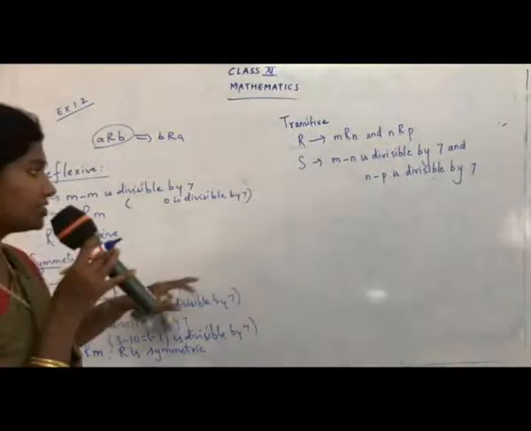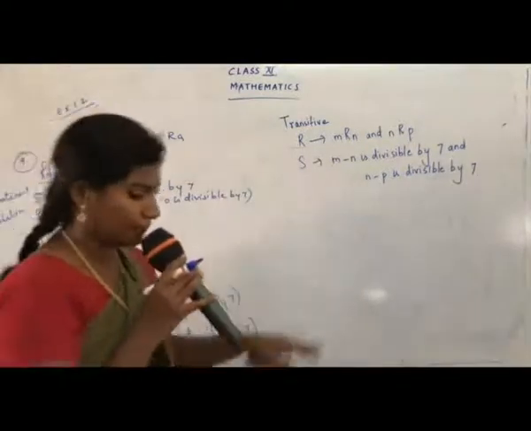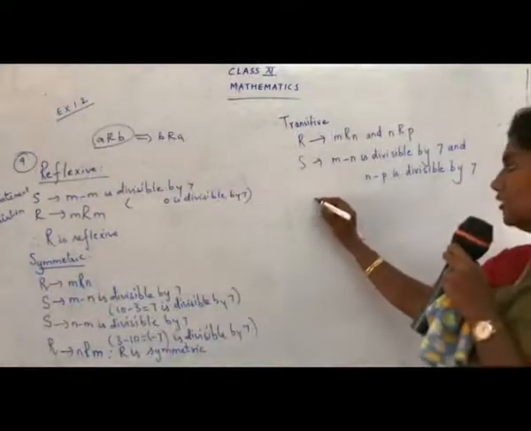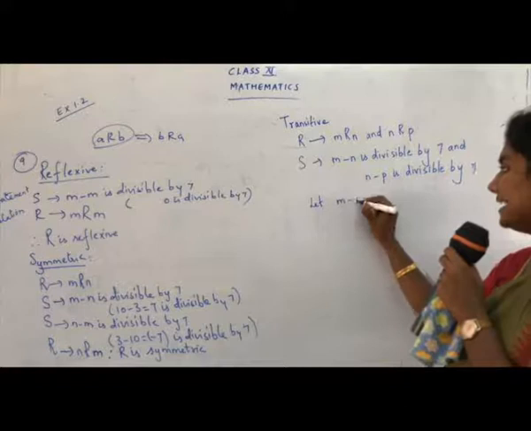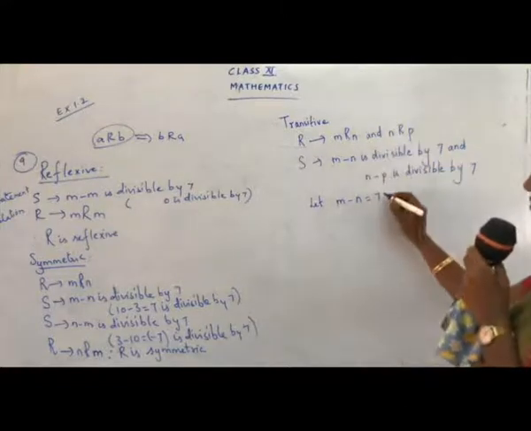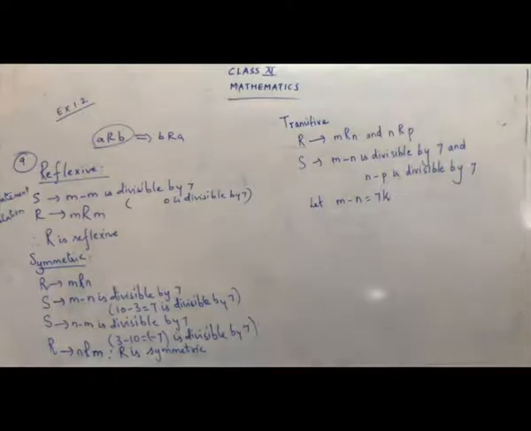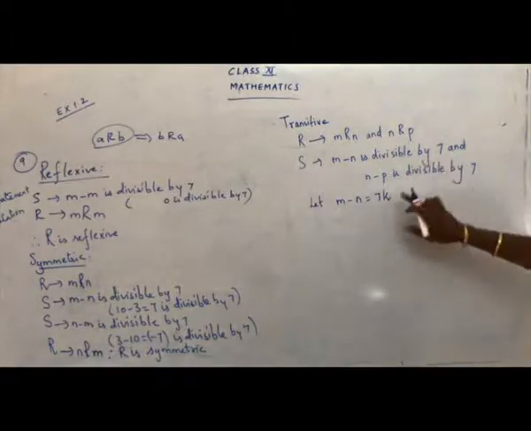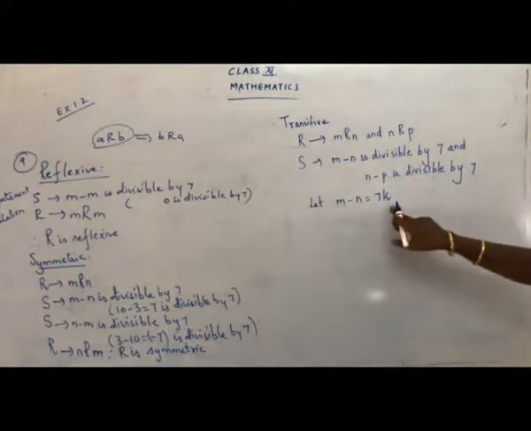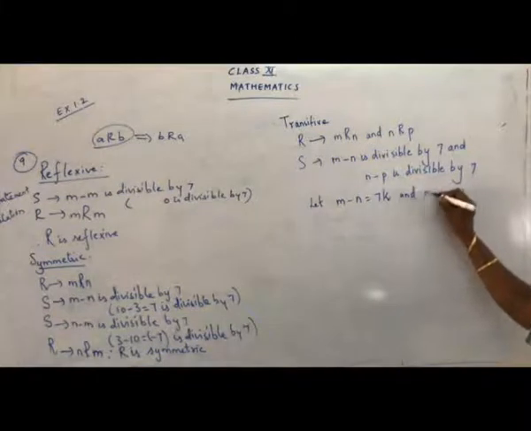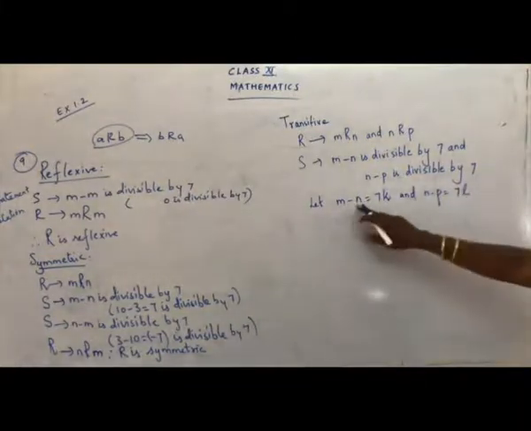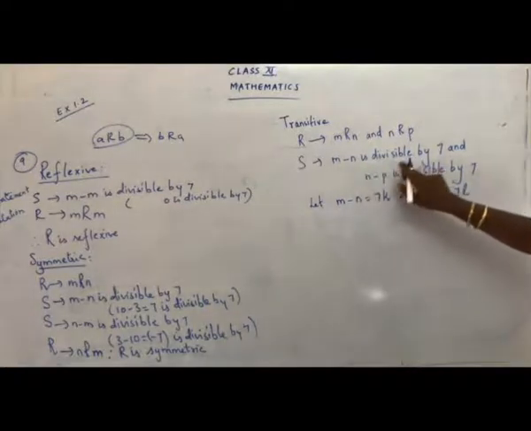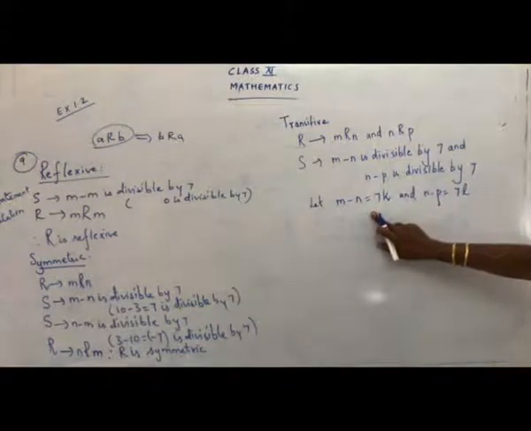Let's have a check, because we cannot just choose such numbers, so we'll do it in a different manner. Consider or let M minus N is equal to 7k. Here N and P are used, so I'll use k. That means M minus N is divisible by 7, it is a multiple of 7. And N minus P is equal to 7l. For the statement M minus N divisible by 7, you are writing M minus N is equal to 7k.